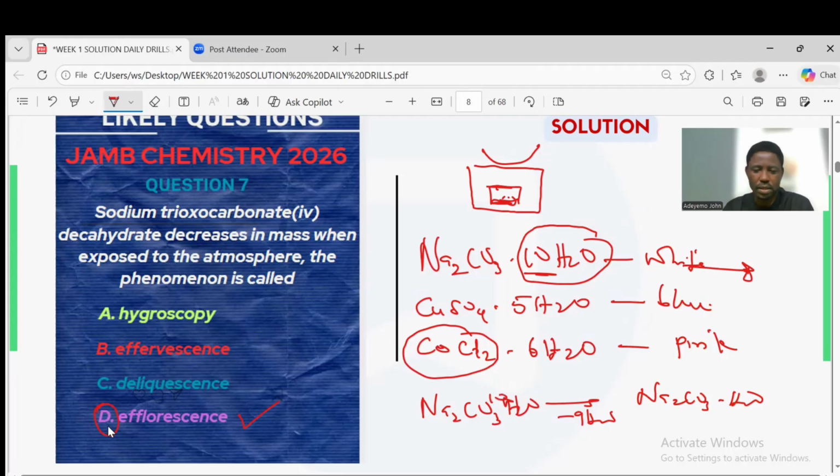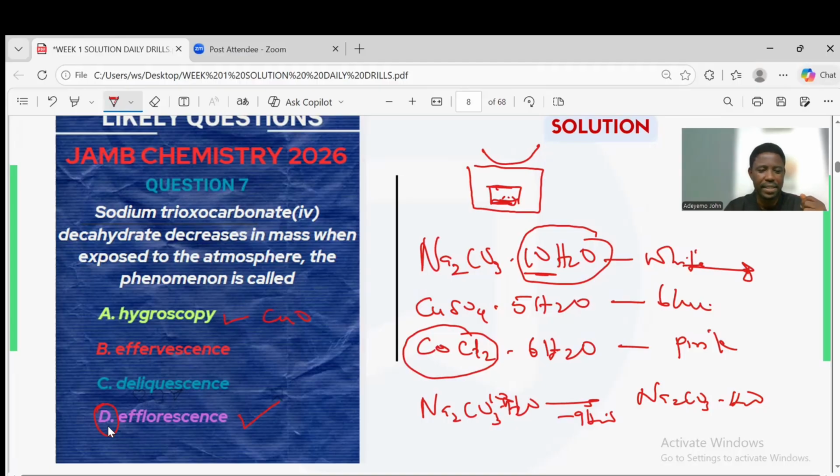So out of the 10, you have lost 9. So this is still efflorescence. Hygroscopy means that there are some substances that absorb water from the atmosphere and they get sticky if they are solid. They don't absorb so much. That is a hygroscopic substance.